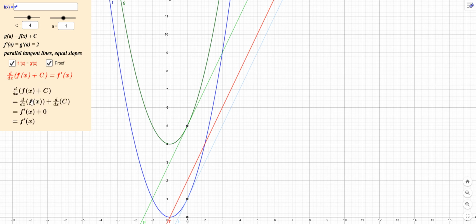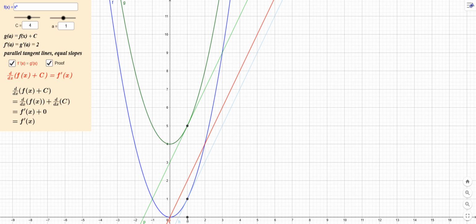Proof is super easy. The derivative of f of x plus c, by the sum rule, is the derivative of f plus the derivative of c. By the constant function rule, the derivative of c is 0. 0 plus f prime of x is just f prime of x. So the derivative of g of x, which is f of x plus c, is still the same thing as the derivative of f. And so we can see that.